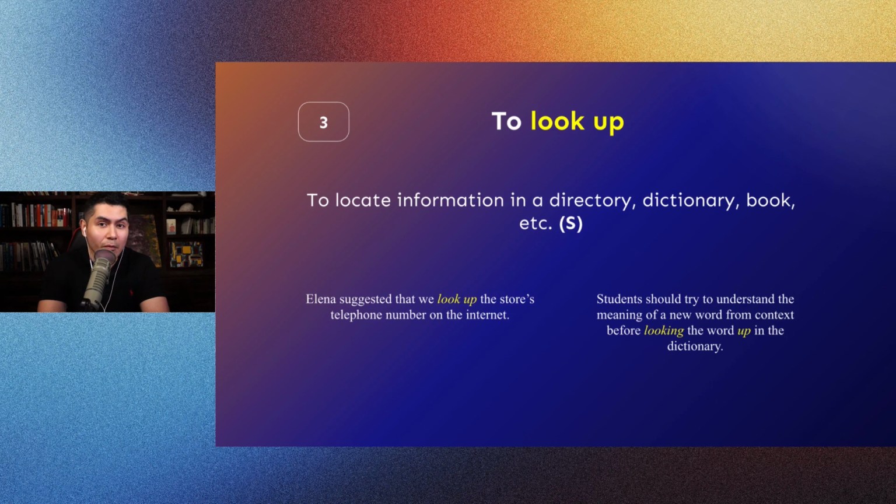This is separable. That's why we see the S right there. It's separable. That means the words don't have to be next to each other in the sentence. Elena suggested that we look up the store's telephone number on the internet. Students should try to understand the meaning of a new word from context before looking the word up in the dictionary. So as you can see there, we have the word in the middle of looking up. That's the example where it's separable.